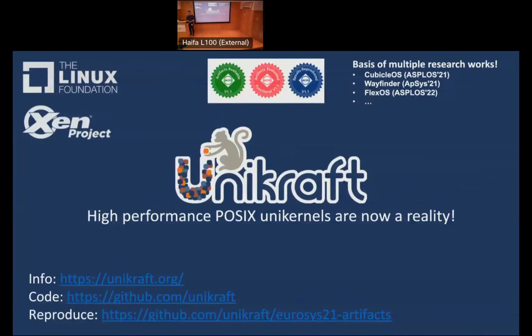Unikraft is also not just about the EuroSys paper, it's actually an active project with a growing community, at the moment about 200 people. Since its publication, Unikraft was also the basis of multiple research prototypes, in particular in the compartmentalization world, and not only by our group. You can reach us on GitHub and on unikraft.org. I also wanted to mention that this is a Linux Foundation project, a Xen project, and we took quite a lot of attention to making this paper reproducible, and all the figures that I presented at the time of the paper. I'm happy to answer questions.